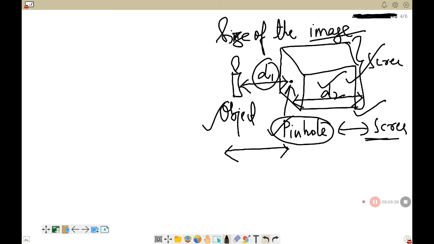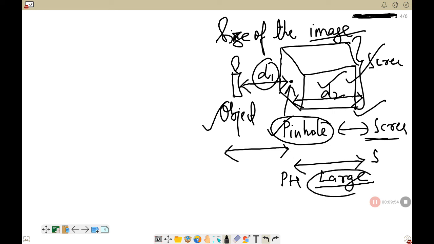The greater the distance of the screen from the pinhole, the larger is the size of the image, and vice versa. So if the distance from the screen to the pinhole is large, what will happen? A large image will form, understand. And if the distance is less, what happens? A smaller image will be formed. Okay, so please underline this in the book. Next, the greater the distance of the object from the pinhole, the smaller is the size of the image, and vice versa.